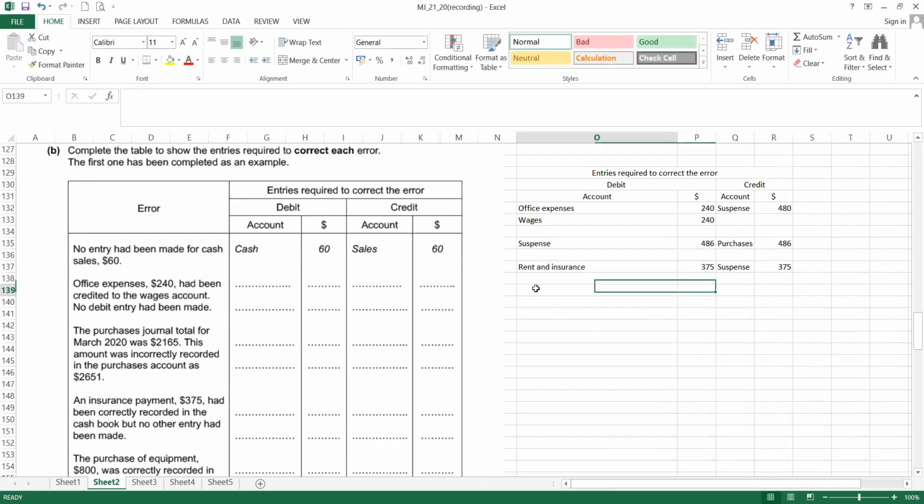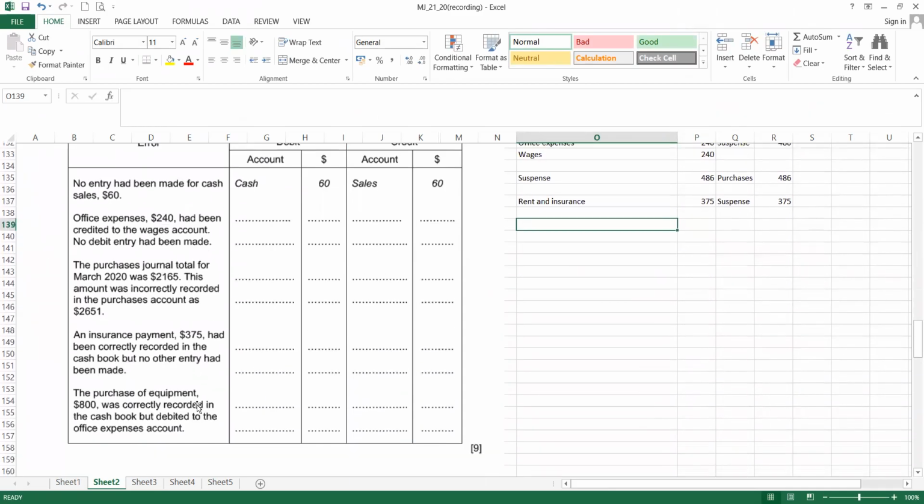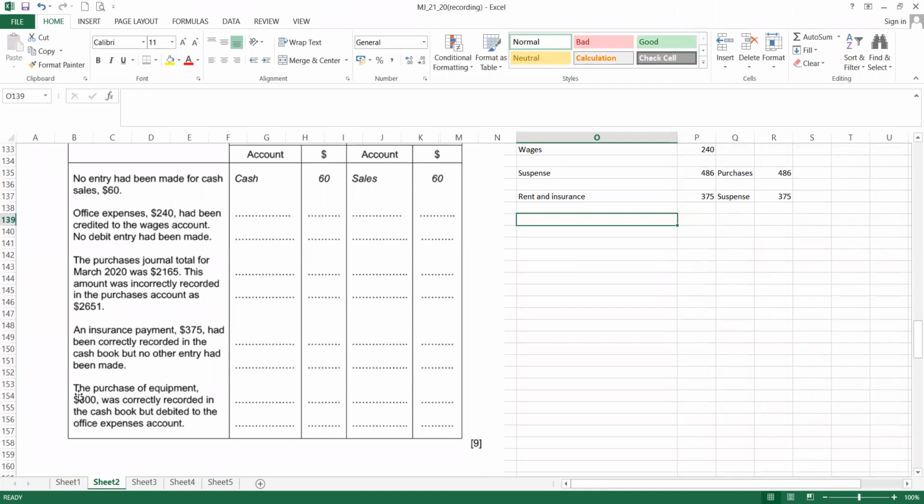375. Next, one more item. The purchase of equipment, 800, was correctly recorded in the cash book but debited to the office expenses. This is an error of principle. Equipment is a non-current asset. Office expenses is an expense. So it's the wrong section. This is a wrong class of the account.